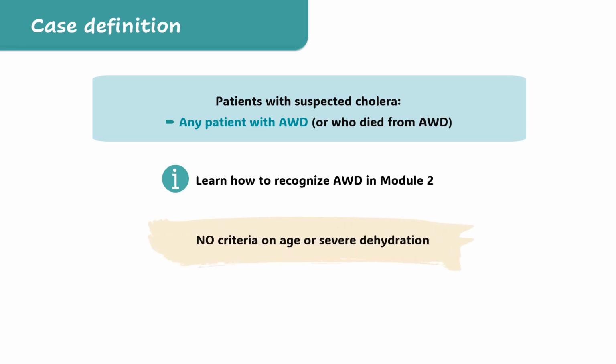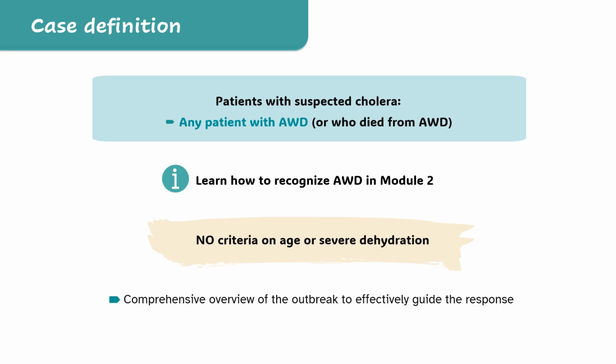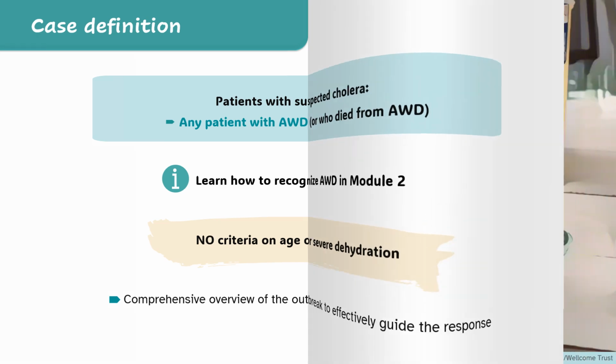There are no additional criteria on age or severe dehydration to identify patients with suspected cholera among patients who have AWD. This is because when there is a cholera outbreak in a local geographic area, it is likely that a patient with AWD has cholera. This allows a sensitive and comprehensive monitoring of the outbreak to guide response measures effectively.